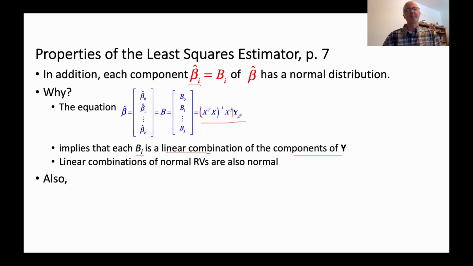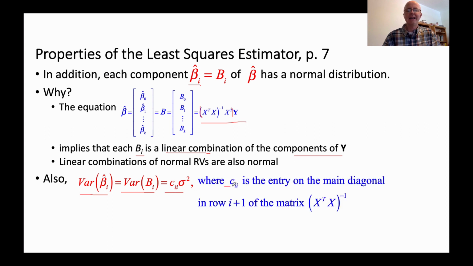Also, the variance of beta I hat, excuse me, not a matrix, this is a scalar, sorry. Beta I hat is a scalar. What's its variance? It can also be written as the variance of capital BI. It is CII times sigma squared, where CII is the entry on the main diagonal in row I plus 1, and therefore also column I plus 1, of this square matrix, X transpose X inverse, which is this thing here as well.